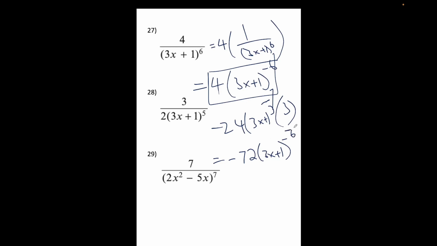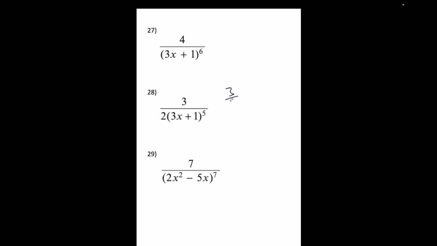Oh, excuse me, negative 7 for this question here. This one over here, it's just going to be 3 over 2 bracket 3x plus 1 to the power of negative 5. Hopefully you understand how this translates into this now. If you're not too sure, think about it this way. It's the same thing as this, isn't it? Which is the same thing as 3 over 2 bracket 3x plus 1 to the power of negative 5.